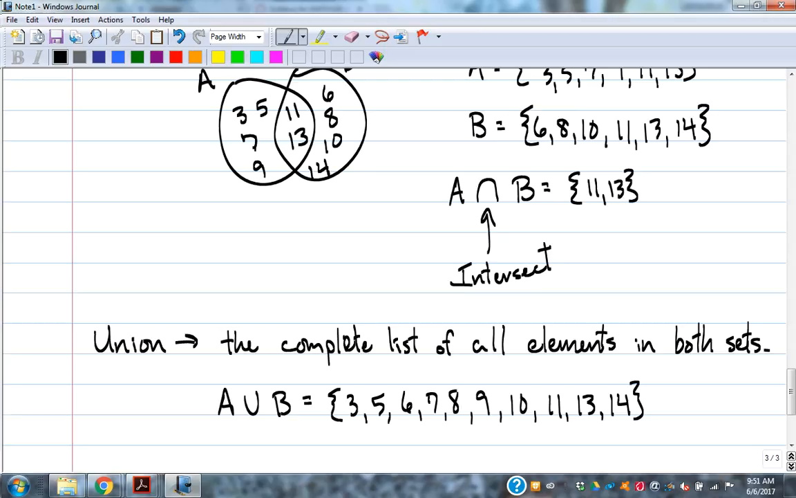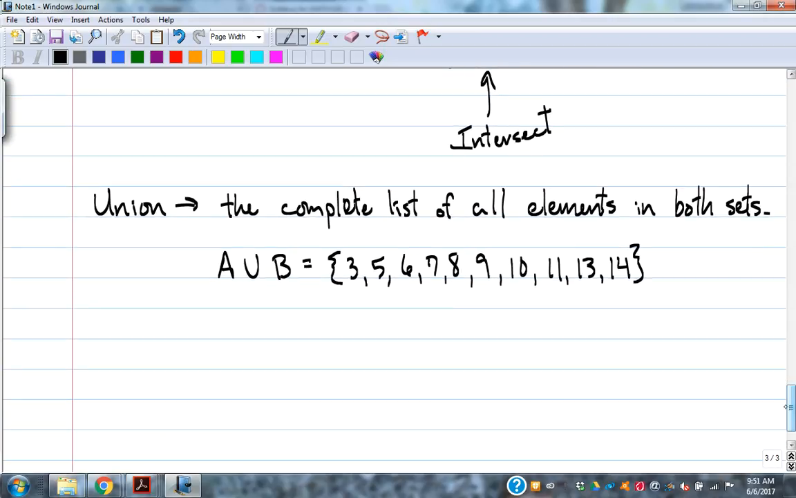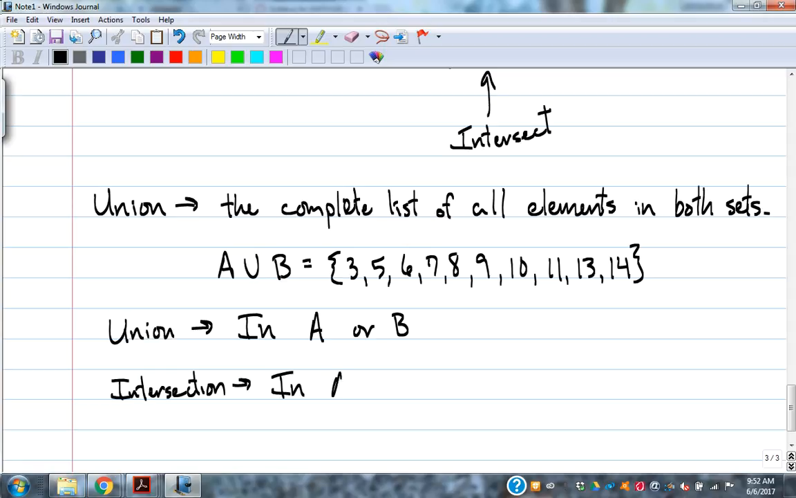That's what a union is. The way that you can decide on union and intersection: if it's a union, it's in A or B. If it's an intersection, it's in A and B. So "or" is more inclusive than "and" is. Or is going to have more pieces. A union is going to have more pieces than an intersection.